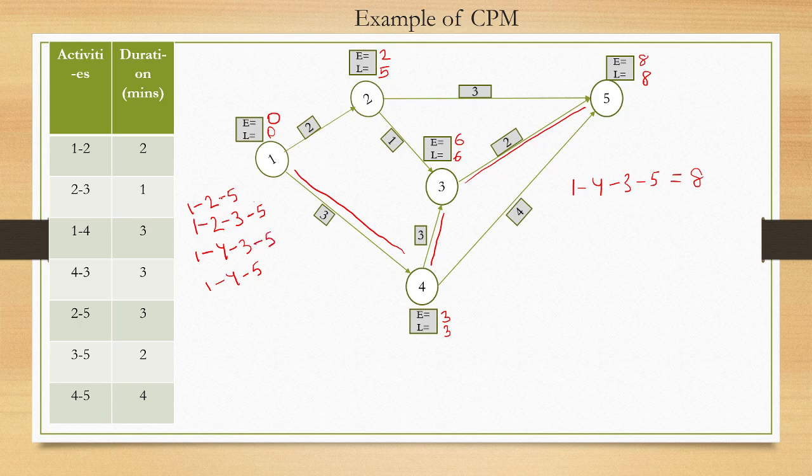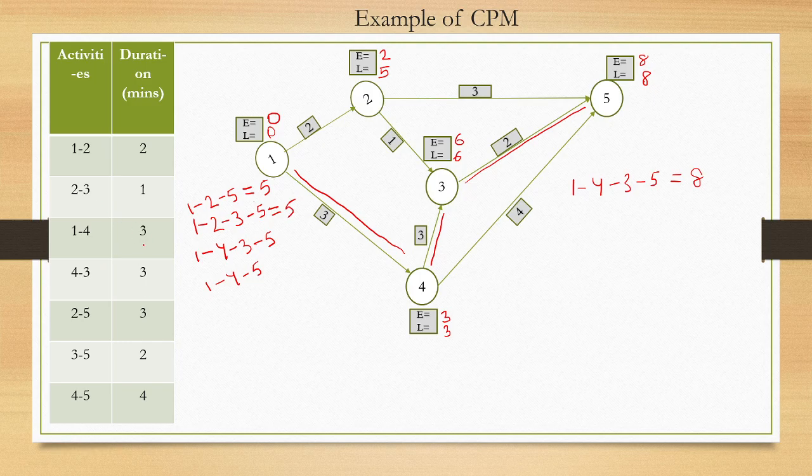So total 4 paths are here: 1 2 5, 1 2 3 5, 1 4 3 5, and the last is 1 4 5. When you add the durations, 1 to 2 is 2 and 2 to 5 is 3, so 2 plus 3 is 5. For 1 2 3 5: 1 to 2 is 2, 2 to 3 is 3, and 3 to 5 is 5. What about this one?